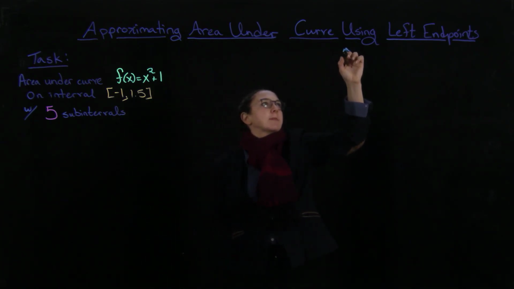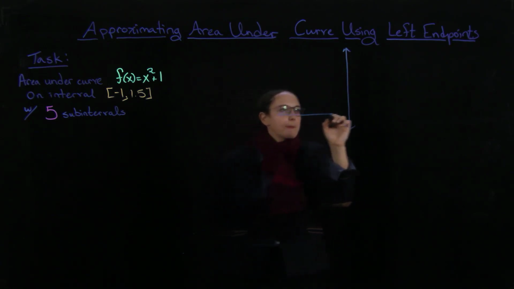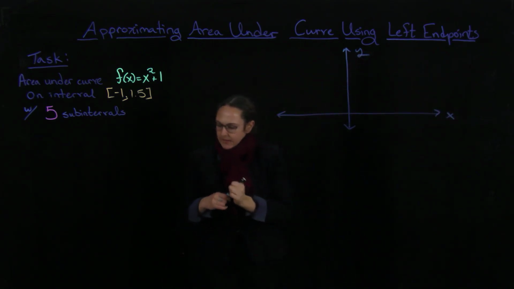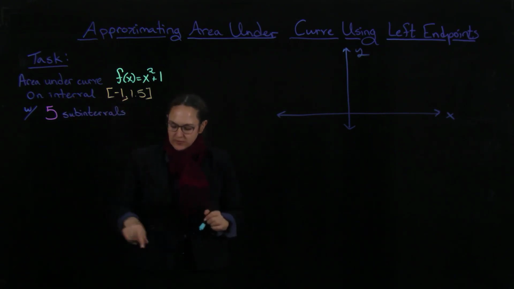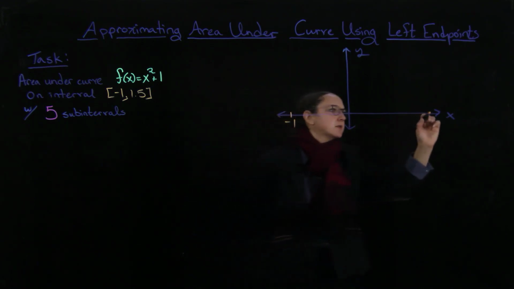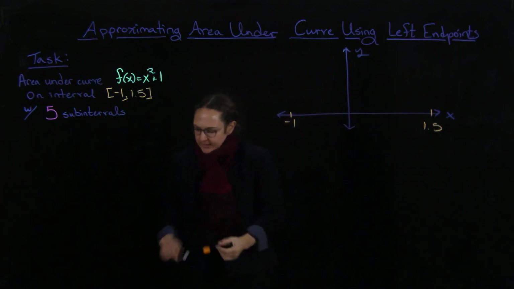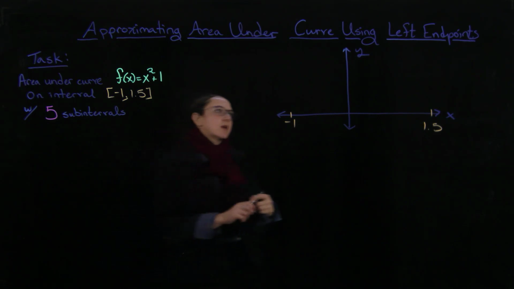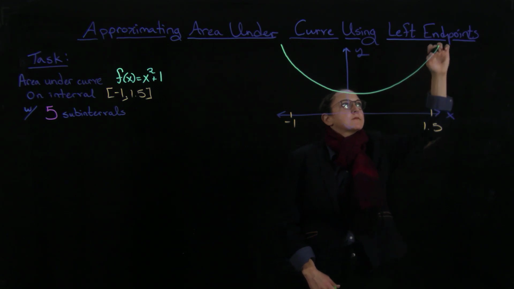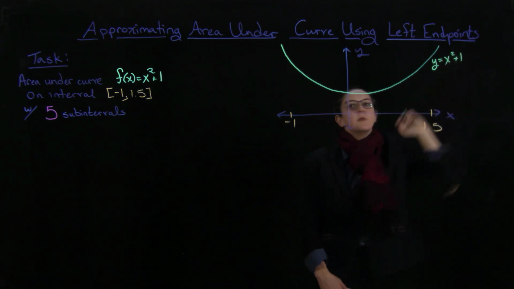I'm going to start with my axes. So this is my x-axis and my y-axis, always good to label. Then I'm told I have from -1 to 1.5. And then I'm looking at the curve f of x equals x squared plus 1. So this is y equals x squared plus 1.